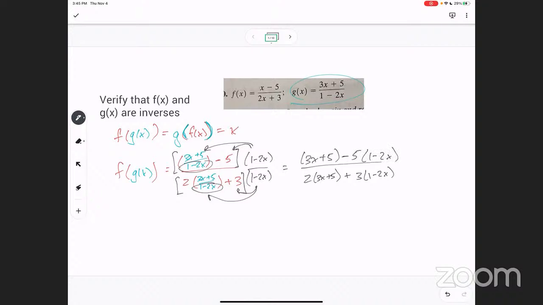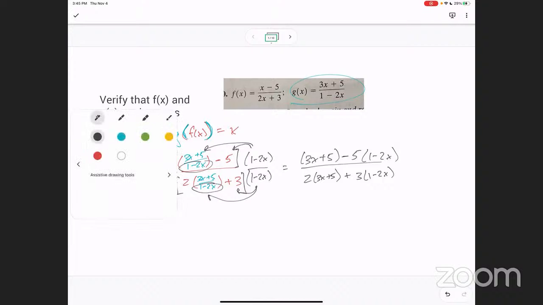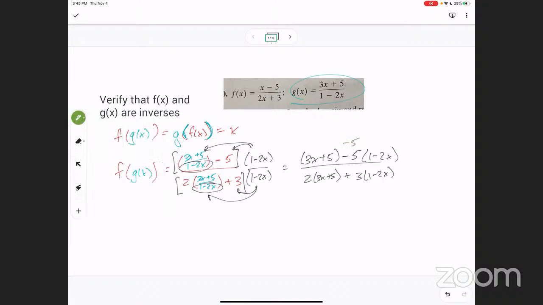Okay, so I'm just going to clean this up. I'll do this in green above it. So this is negative 5 distributing plus 10x. Got it? And this is 6x plus 10 plus 3 minus 6x. So adding those together, 3 and 10x give me 13x. Negative 5 and positive 5 give me 0. Got it? Yeah. And on the bottom, 6x and minus 6x is 0. And 10 plus 3 is 13. Whoa, how about that? And what cancels? The 13. Yeah, so I just got x.